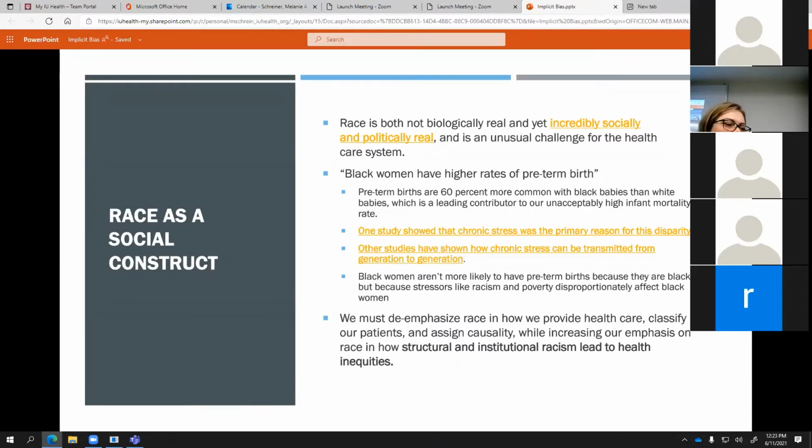So a call to arms on this would be that we really have to de-emphasize race in terms of how we provide healthcare and how we classify and assign causality. But at the same time, we have to be aware of and emphasize that structural and institutional racism is very much impacting our patients and leading to these health inequities and these differences in outcomes.